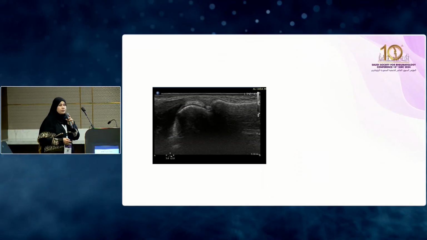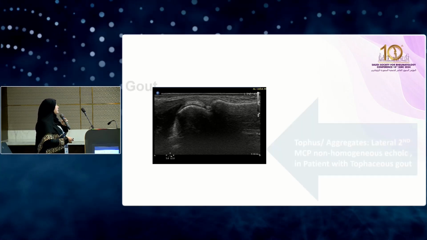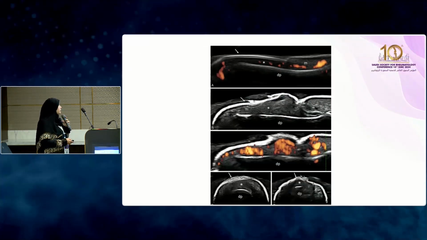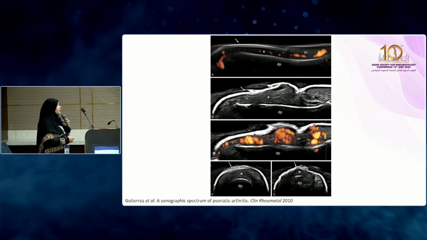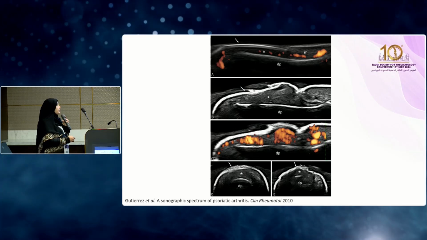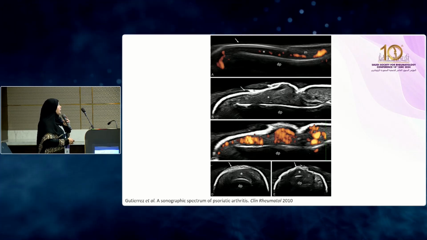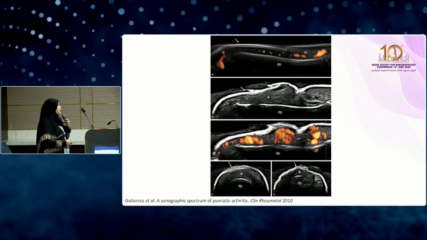This is a young male with genetic gout who presented with tophaceous gout at the lateral aspect of the MCP, which is rare. Nail, different nail patterns. This is the normal nail. This is the nail with psoriatic arthritis, with thickening of the nail bed, loss of the trilamellar pattern of the nail itself, and high Doppler signal reported in comparison to the normal.